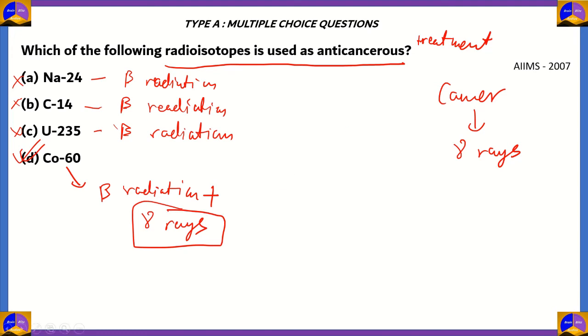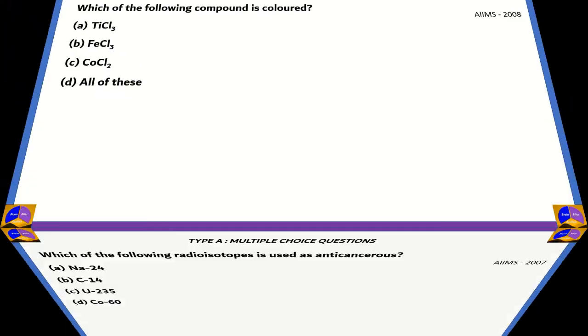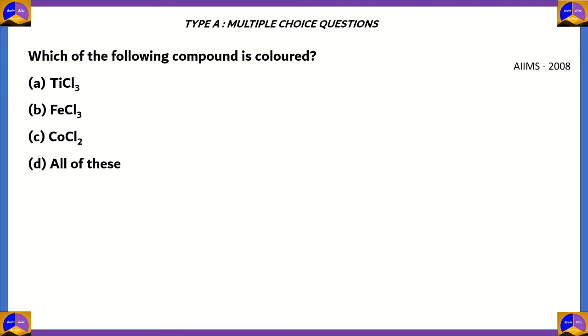Now, the interesting thing is that beta radiation actually causes cancer. Therefore, if you are using sodium-24, carbon-14, or uranium-235, you would actually cause cancer in a person instead of curing it. And that's why Co-60 is used, even though you have to be careful with it because it also emits beta radiation.